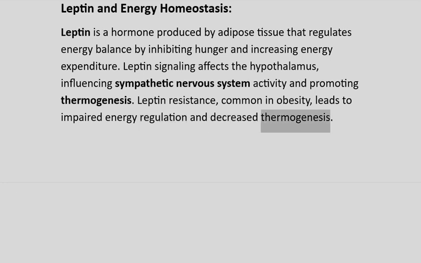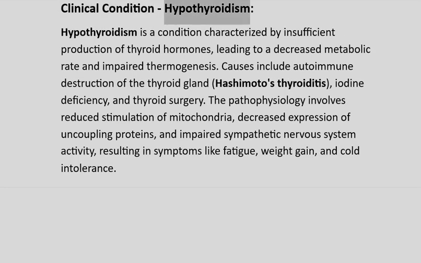Clinical condition, hypothyroidism. Hypothyroidism is a condition characterized by insufficient production of thyroid hormones, leading to a decreased metabolic rate and impaired thermogenesis. Causes include autoimmune destruction of the thyroid gland, Hashimoto's thyroiditis, iodine deficiency, and thyroid surgery.